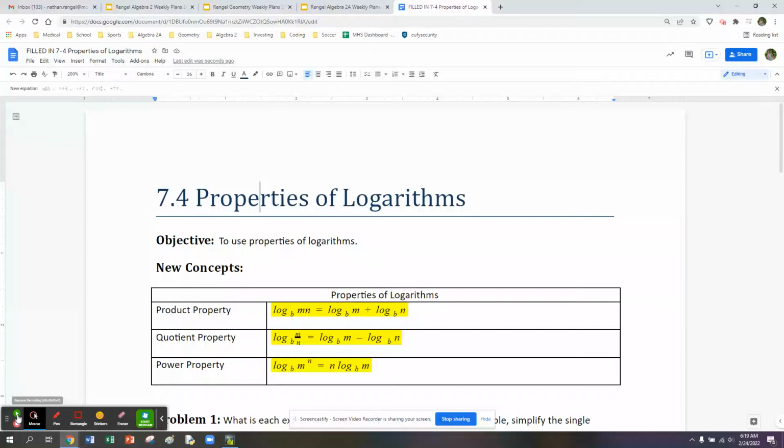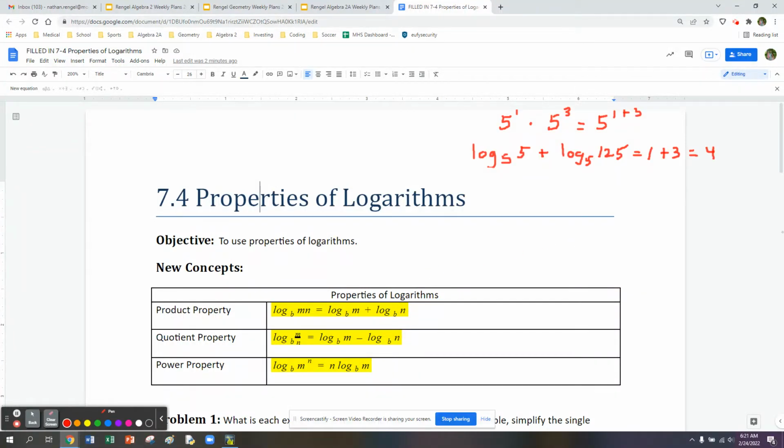It's important to know that when we're dealing with logarithms, we're really talking about the exponent in a power. So log base 5 of 5 is 1. Log base 5 of 125 is 3. We're adding those together to equal 4. Now you could also look at when you take 5 times 125, that's going to equal log base 5 of 625, which is also equivalent to 4 because 5 to the fourth power is equal to 625.